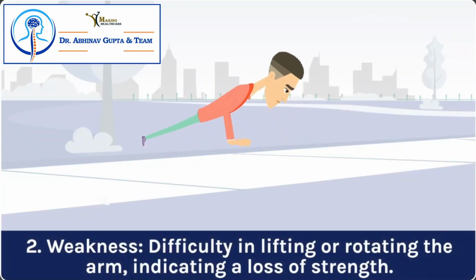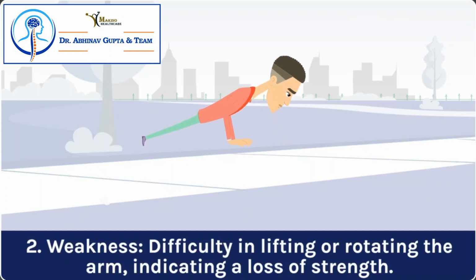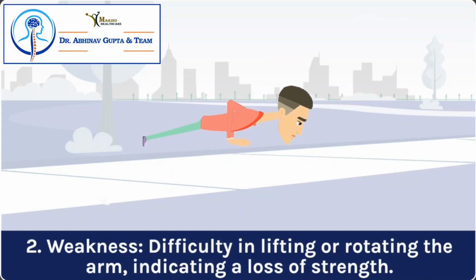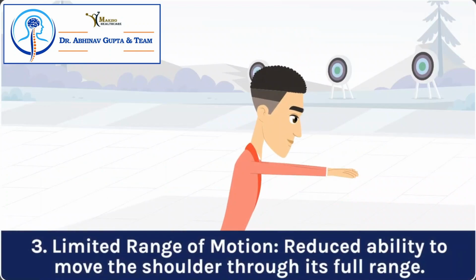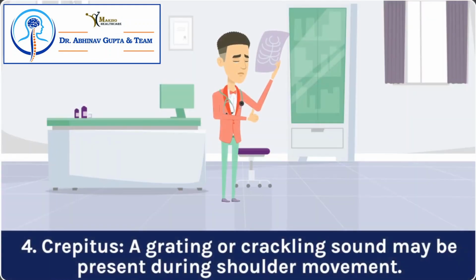2. Weakness, difficulty in lifting or rotating the arm, indicating a loss of strength. 3. Limited range of motion, reduced ability to move the shoulder through its full range. 4. Crepitus, a grating or crackling sound may be present during shoulder movement.